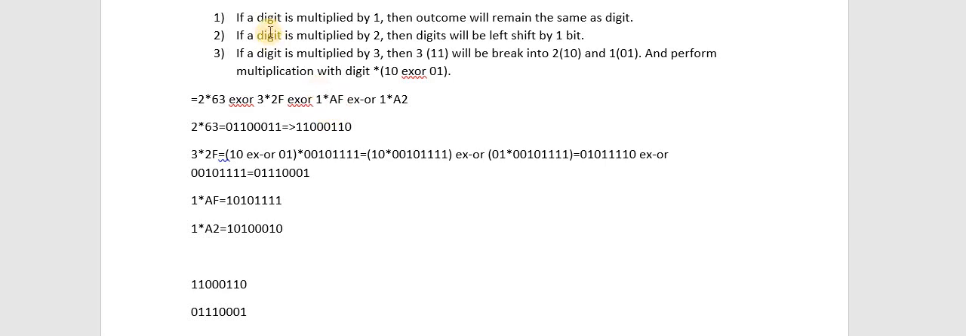Now another one is 1 into AF. This is very simple. The first point will be invoked. If the digit is multiplied by 1, then the outcome will remain the same as the same digit. So AF will act as AF, and the binary equivalent of A is 1010 and F is 1111. Now 1 into A2. Again the same point, the first point will be invoked, the same digit will become the outcome.